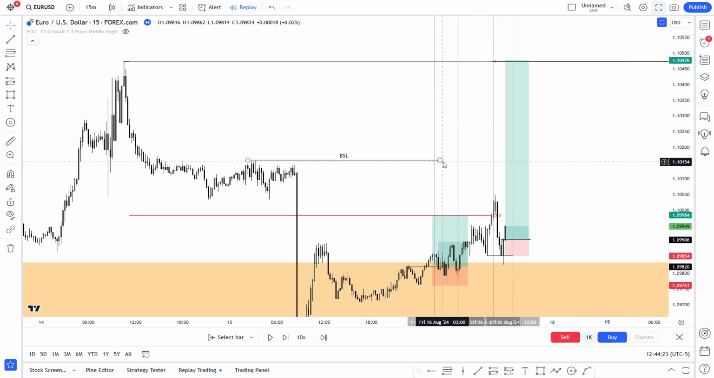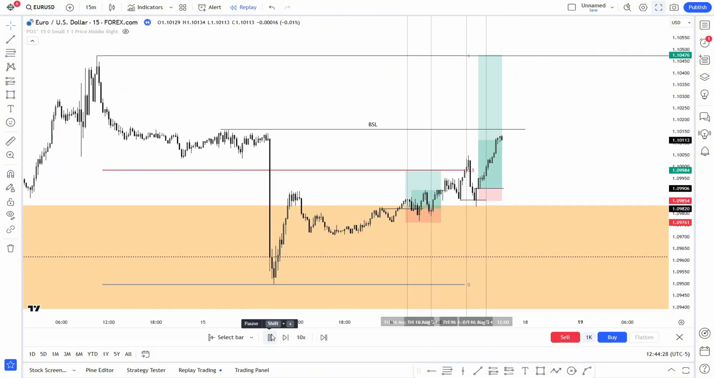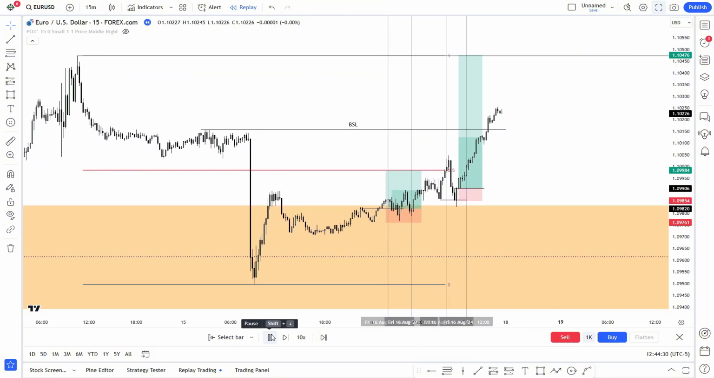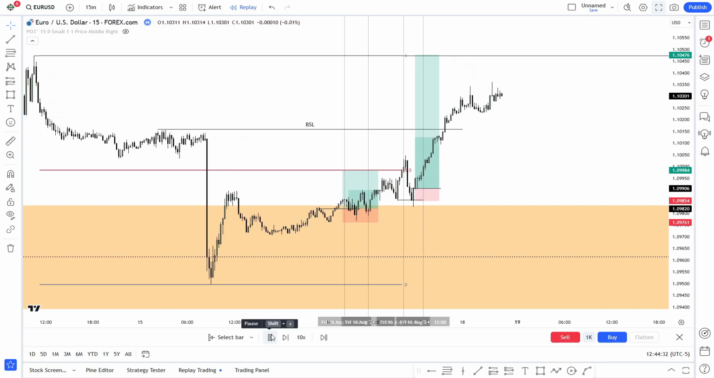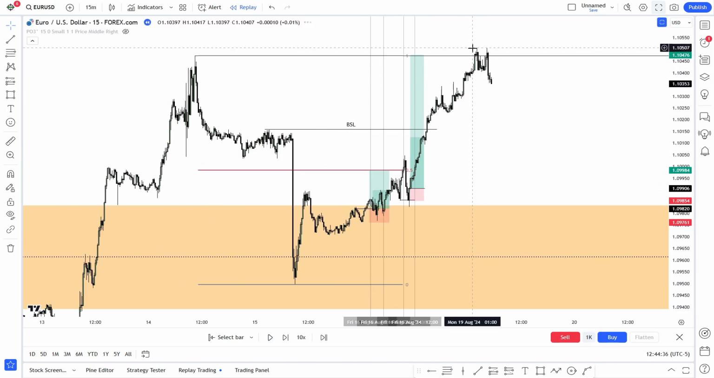So now let's let price play out. Let's see what happens. Okay, we're filled. Take profit one hit. Okay, and then we hit our objective on the daily.